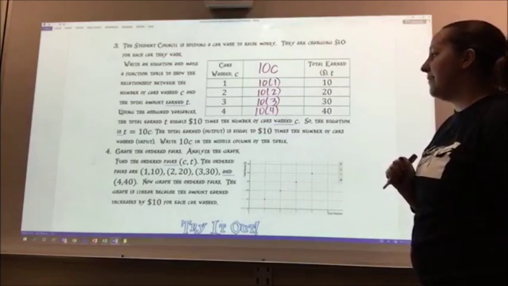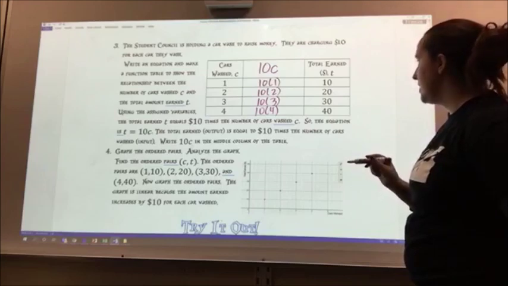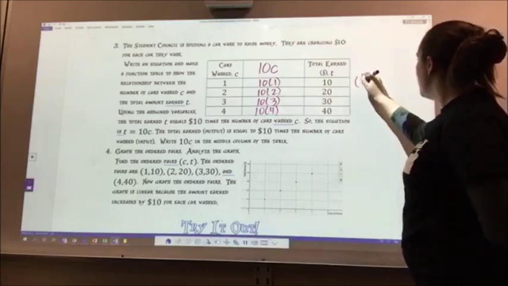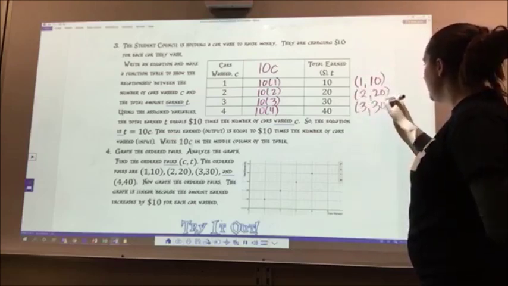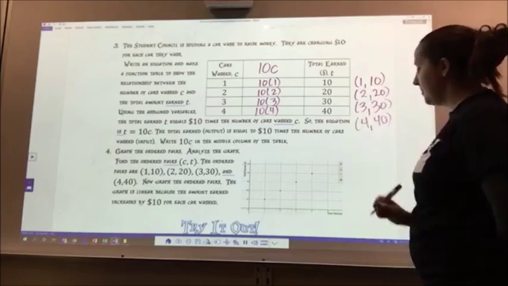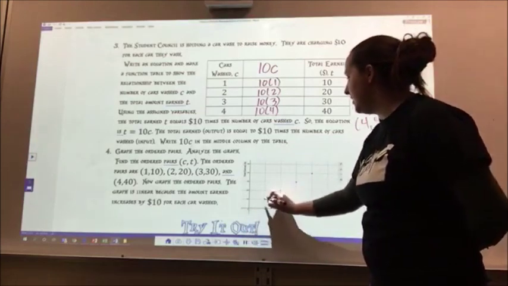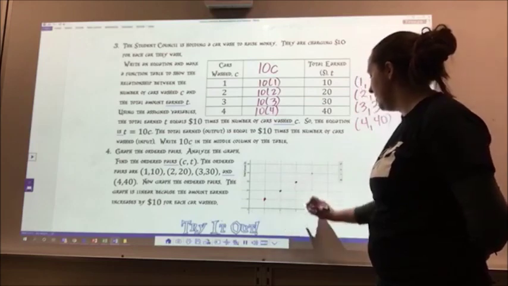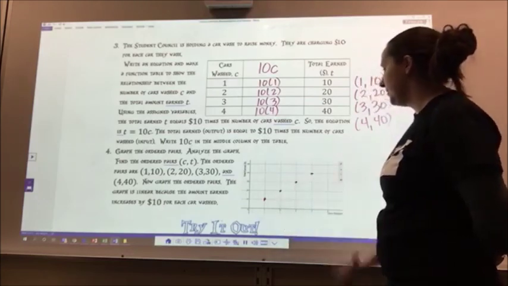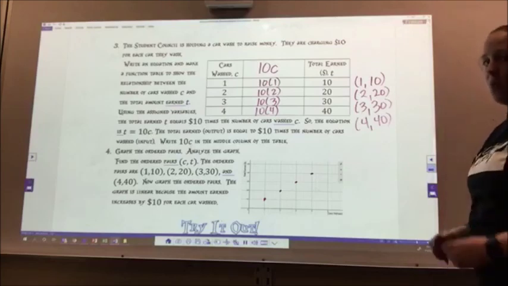All right, number 4 says graph the ordered pairs. Analyze the graph. Find the ordered pairs C, comma, T. So here are my ordered pairs: 1, 10, 2, 20, 3, 30, and 4, 40. I'm going to go ahead and graph them on my chart. I go from 0 to 1 and up to 10, and I make a point. 2 to 20, 3 to 30, and 4, 40. Then I can graph the ordered pairs. The graph is linear because the amount earned increases by $10 for each car washed.